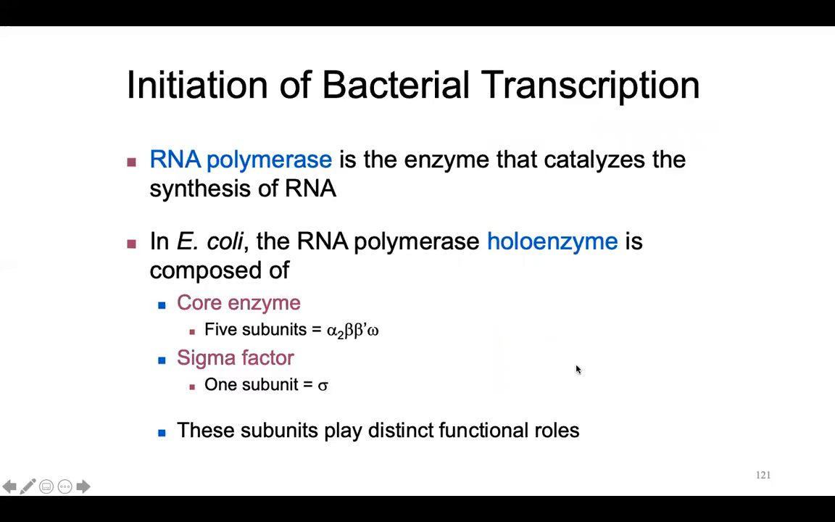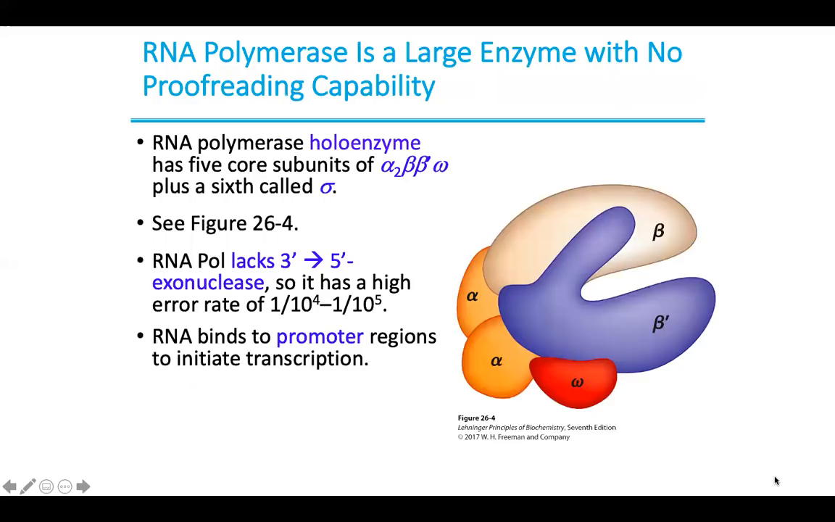So the initiation of bacterial transcription involves RNA polymerase, and RNA polymerase is the enzyme that catalyzes the synthesis of RNA. Now in E. coli, the RNA polymerase holoenzyme is composed of a core enzyme and a sigma factor. The core enzyme consists of 5 subunits, and the sigma factor contains 1 subunit. These subunits play distinct functional roles. Again, it is a holoenzyme, meaning it consists of several subunits. It has 5 core subunits, plus a sixth called the sigma.